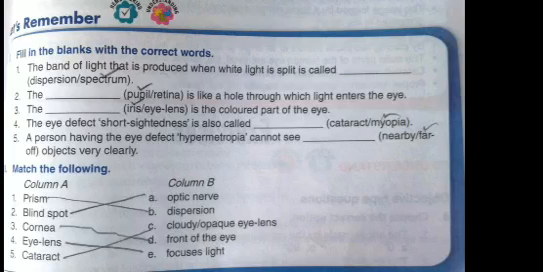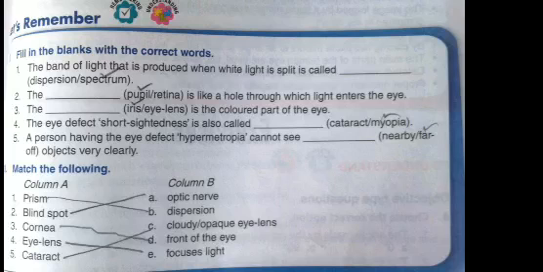Let's remember page 237. Fill in the blanks with the correct words. Number 1, spectrum. Number 2, pupil. Number 3, iris. Number 4, myopia. Number 5, far off objects.